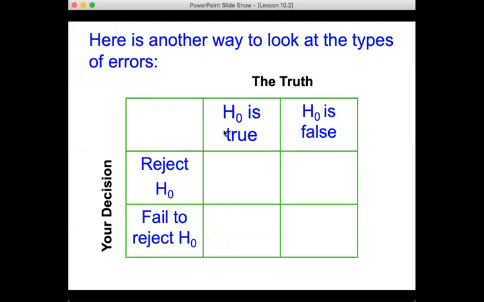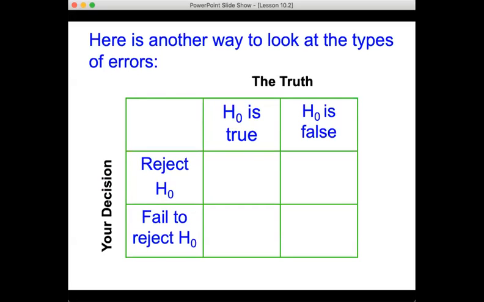Basically, we have the truth up here, which is the null hypothesis could be true, or the truth could be that the null hypothesis is false, right? That Johnny is innocent, Johnny is guilty. And then on the left, our decision, right? We end up rejecting the null hypothesis, so we convict Johnny. Or we fail to reject the null hypothesis. We don't convict Johnny, right? We set him free.